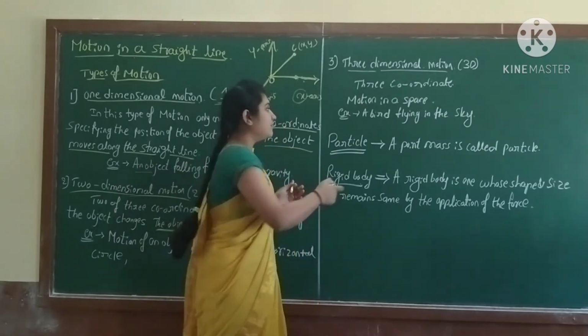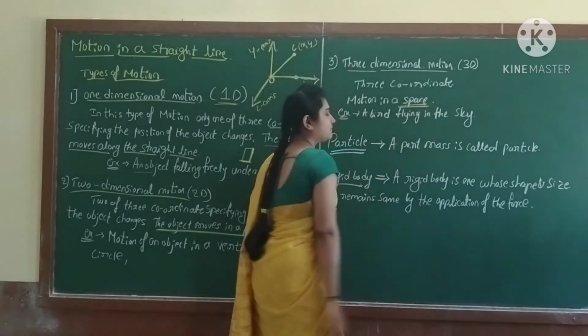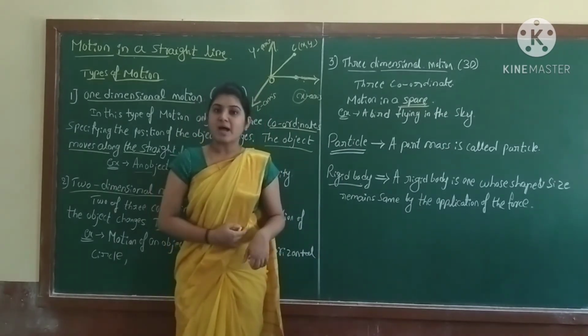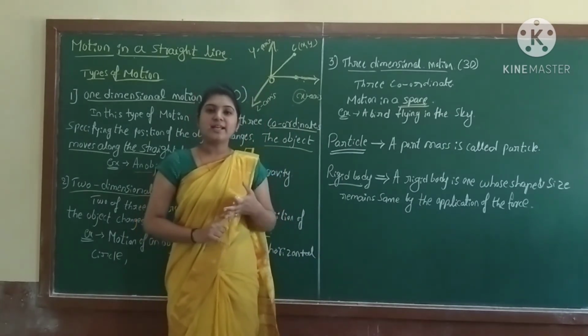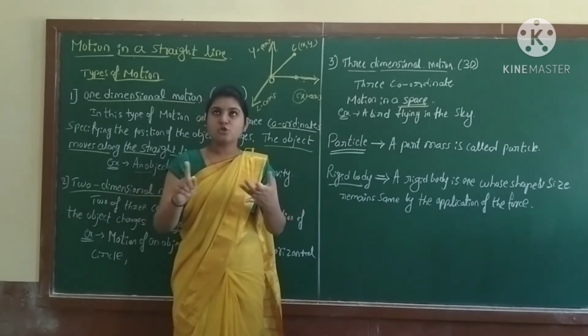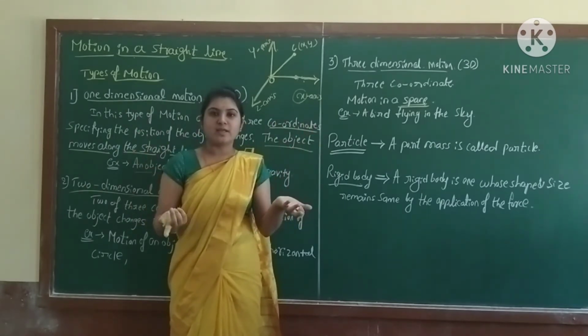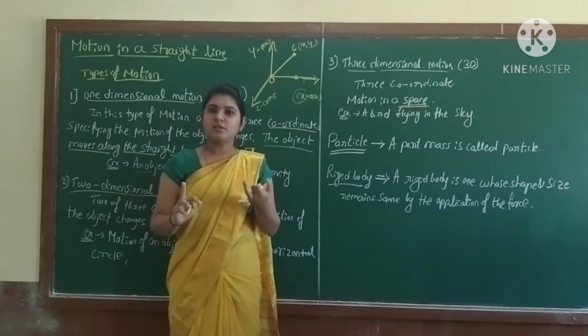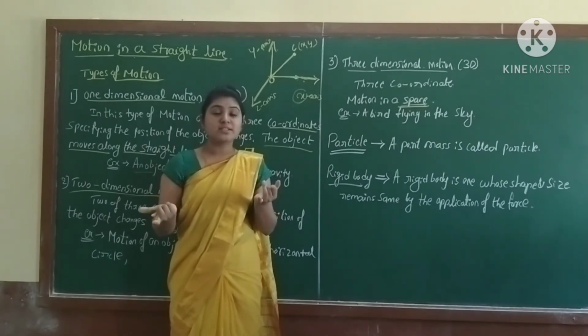For example, in space. Space means what we call the sky up there. So, what happens there? There is no particular direction. There is no gravity. So, you are moving in all the directions. There is no particular direction there. So, you will move in every direction.